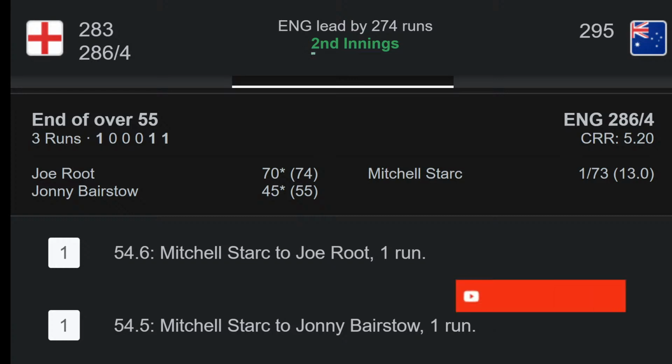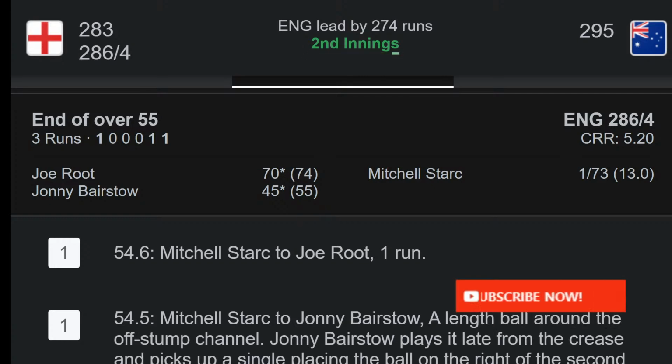286 for the loss of 4 wickets. England led by 274 runs, second innings. 283 in the first innings for England, and 286 for the loss of 4 wickets in the second innings. 295 is Australia's first innings.